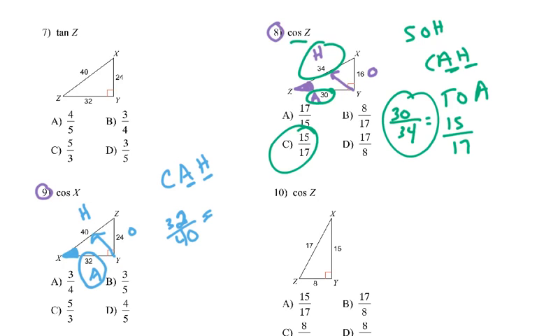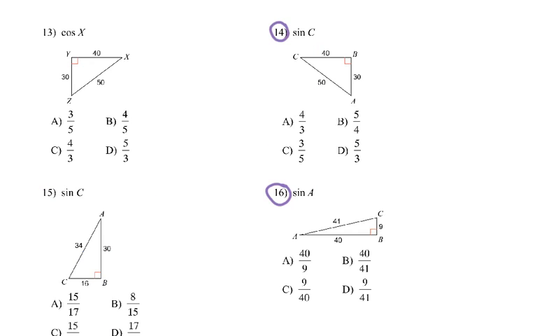So what factor goes into 32 and 40? I think that is, let's see, 8, I think. So that's a 4 and a 5. So 4/5 is D. And 2 more.